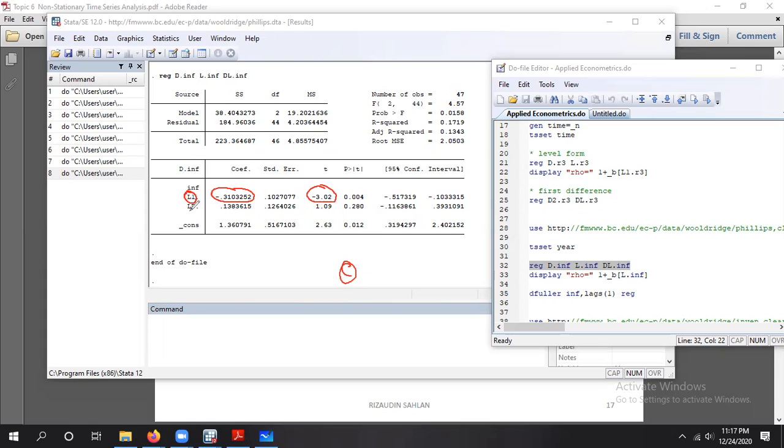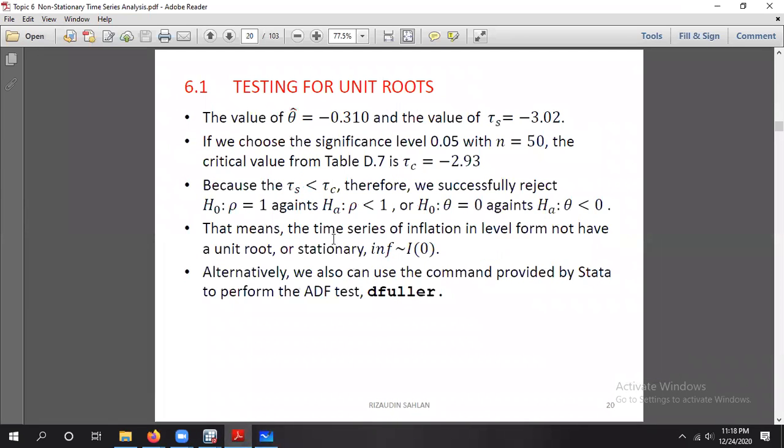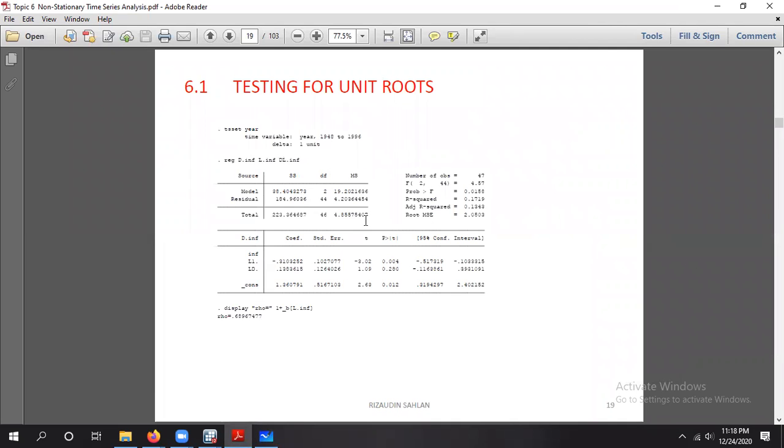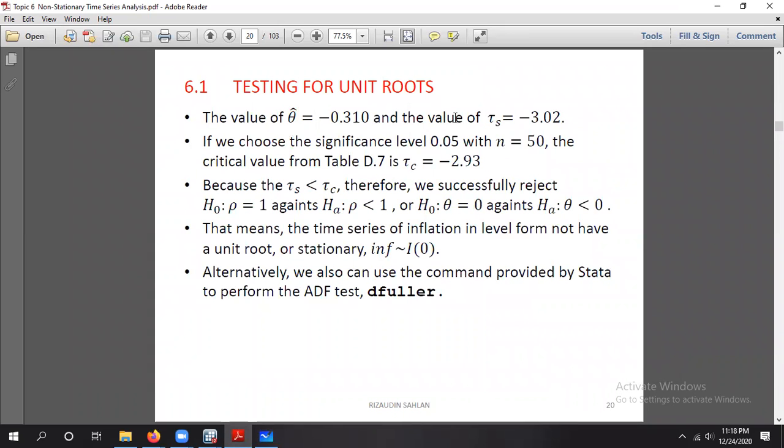Not this one. This one refers to the augmented coefficient. We are not interested in the coefficient and the statistic value for the augmented term. We are interested in the theta. This refers to the theta, and the value is negative 2.02. So the value of the theta is negative 0.3, this one is 0.3003, and the value of the tau statistic.